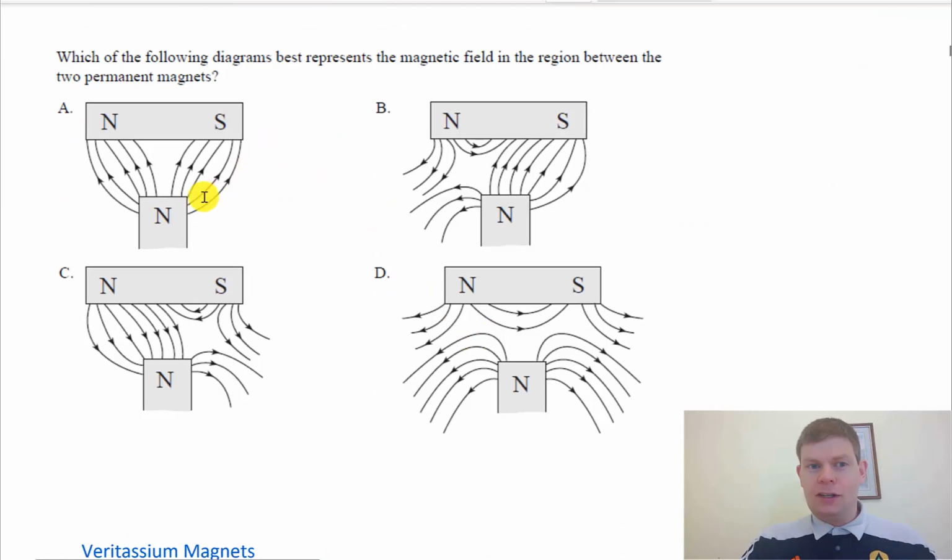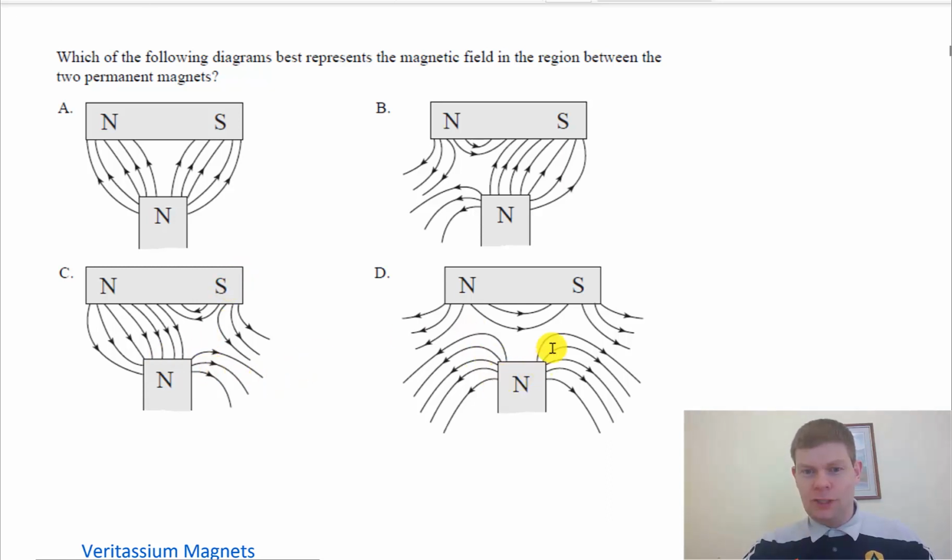Magnetic field lines, again, always go from north to south. So what do you think would be the right answer? Which has field lines just going from north to south? Does this look right? That doesn't seem to be going from north to south. What about this guy? Again, not really going north to south. This one, again, doesn't look right.